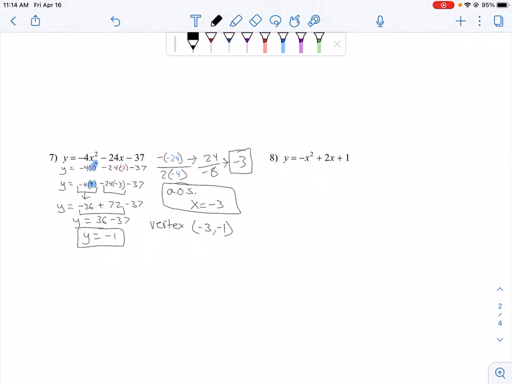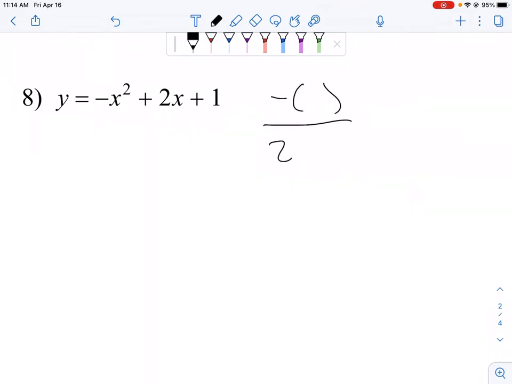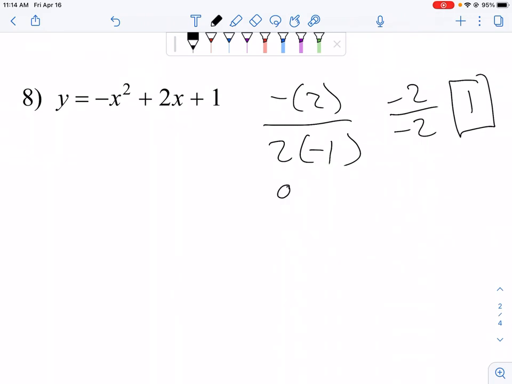Okay, last example. We're already through it. So here's our last example. Negative b over 2 times a, and in this case my a is a negative 1 and my b is a positive 2. Here's my a, here's my b. So we get negative 2 over negative 2, which ends up being a positive 1. So my axis of symmetry is x equals 1.